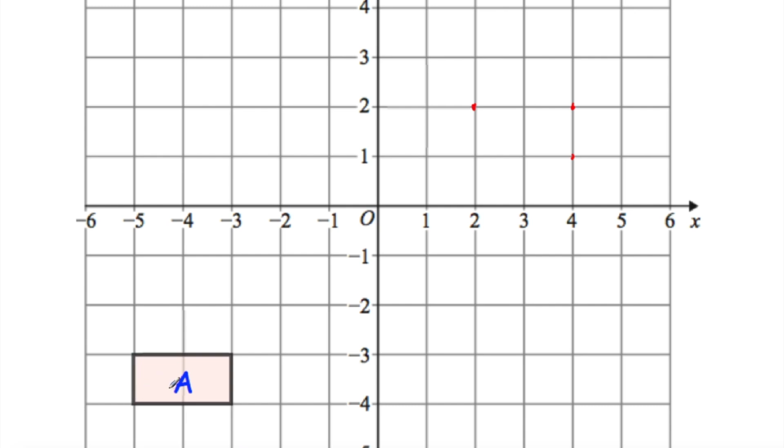7 to the right and 5 up. 1, 2, 3, 4, 5, 6, 7, and 5 up. 1, 2, 3, 4, 5. And that's it. Fantastic. And we were asked to label this shape B, so let's join up the points and then let's label it B. So I'm going to just label it B and let's join up the points. And that's it. That's the rectangle B.